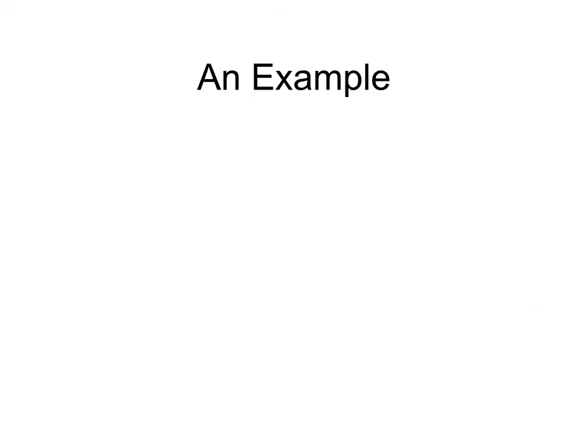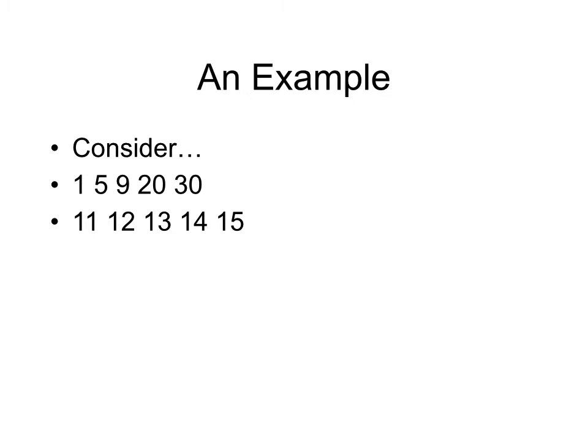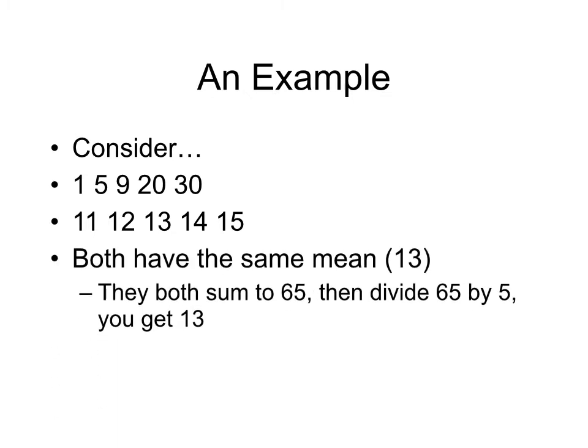All right. So, consider the following numbers: 25, 9, 20, and 30. I don't know what they are. And 12, 13, 14, 15. Okay? Why am I giving you these? Well, it's interesting. Both of these have the same mean. So you sum these, they both add to 65, divided by 5, you get 13. It's the same mean. Aha! But these batches of numbers are not the same. They're the same in one respect, but they have the same mean.